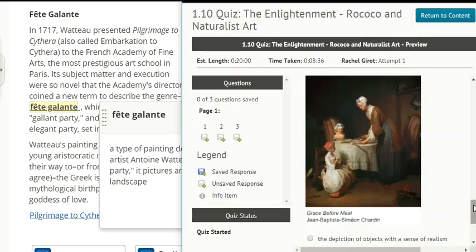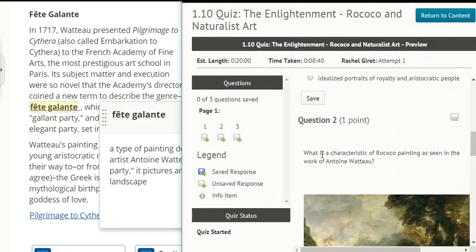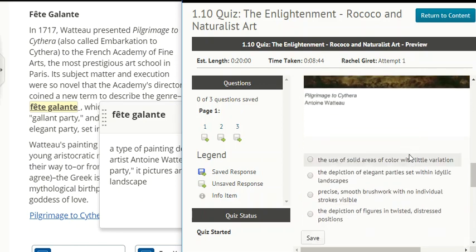Why, I think that was one of our test questions, wasn't it? It says, what is a characteristic of Rococo painting as seen in the work of Antoine Watteau? Why, that is the depiction of elegant parties set within idyllic landscapes, the Fête Galante. Very good.